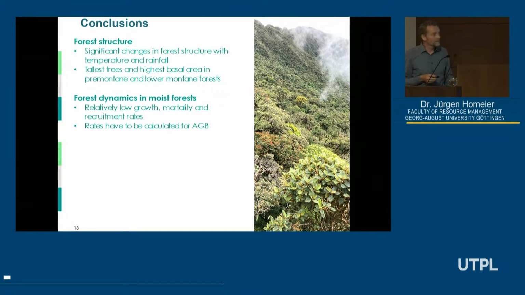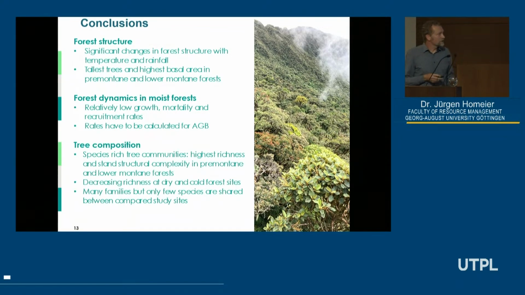If you look at dynamics, we find relatively low growth, mortality, and recruitment rates compared to other sites at similar elevations on more fertile soils, where normally the dynamic rates could be double, but values between 1 and 3% are quite common in montane forests. So, as I mentioned before, the rates have to be calculated for biomass. The estimation of biomass, including tree height, will change a bit the pattern between the elevations because the tallest trees are at 1,000 meters.